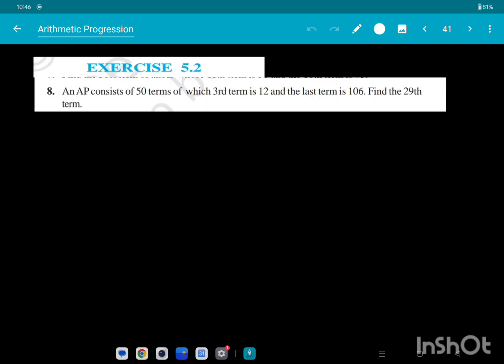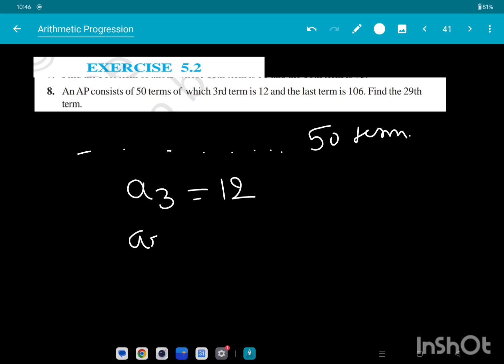Now move on to the next question. Here the next question is, an AP consists of 50 terms, of which the third term is 12 and the last term is 106. Find the 29th term. So in an AP there are 50 terms. Third term, which means A3 is equal to 12, and the last term, which is A50, is equal to 106. It was already given that, right? 50 terms are there. Then the last term means 50th term only.